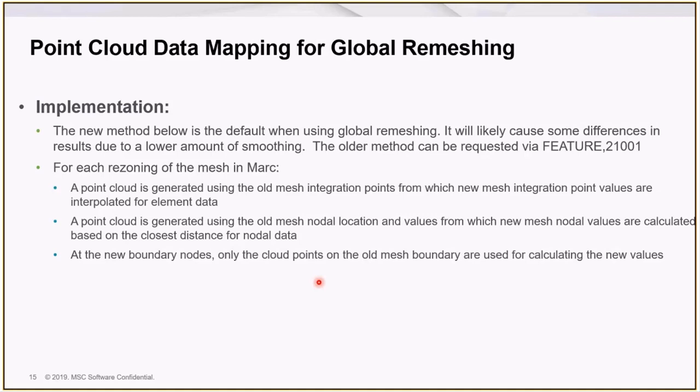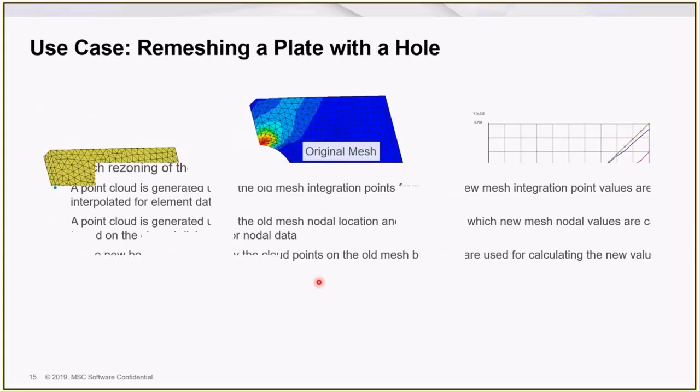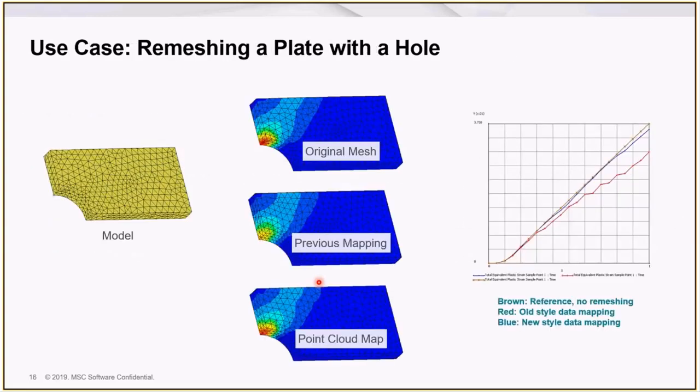So we only use boundary nodes to boundary nodes when we're doing nodal values at the boundary. The use case we're showing here is just a simple remeshing of a plate with a hole. You can see the model here. We loaded it up, and we have a stress concentration, as you might expect. And you can see we have a very high gradient. This is the original result.